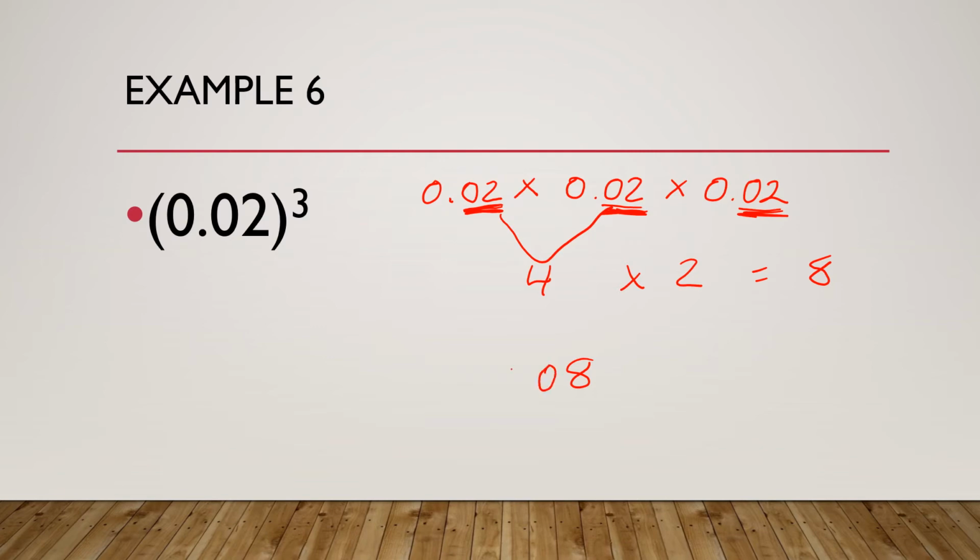So that means 5 zeros will have to go in front of this 8. So you get 0.000008. So 2, 4, 6 decimal places there.